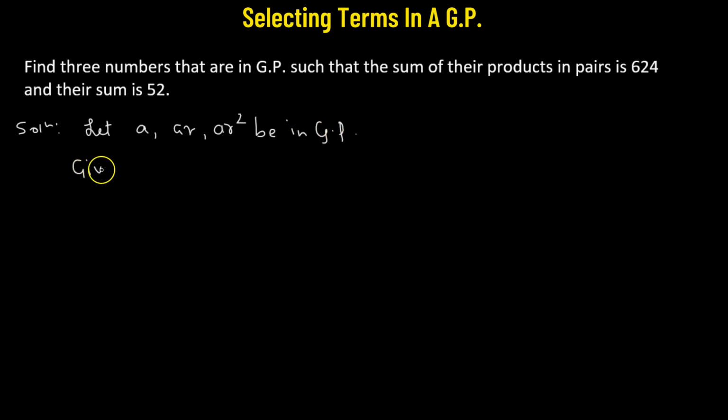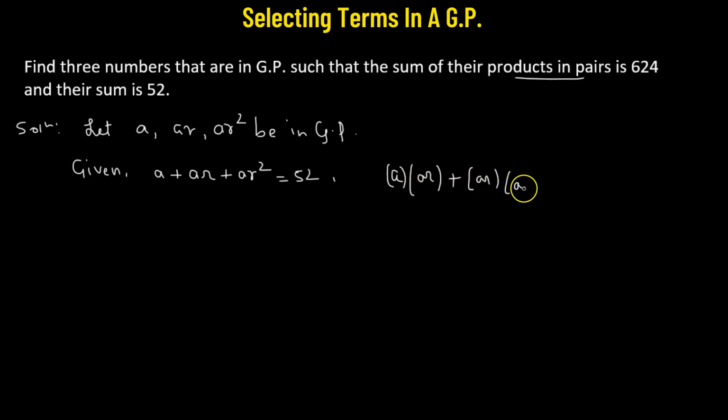Now we'll use the fact that the sum, that is a plus ar plus ar squared, is given as equal to 52. And it's also given that the sum of the product in pairs is 624, so that means we'll consider the first term multiplied by the second term, add it to the product of the second term and the third term, and finally add it to the product of the third term and the first term, and this adds up to 624. So using these two equations, we need to obtain the three numbers.